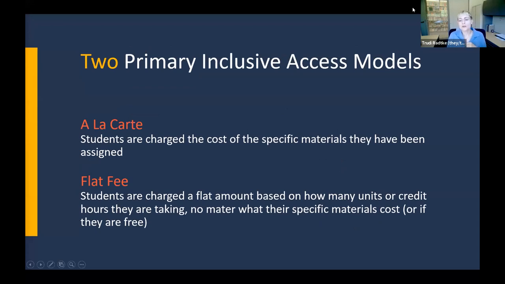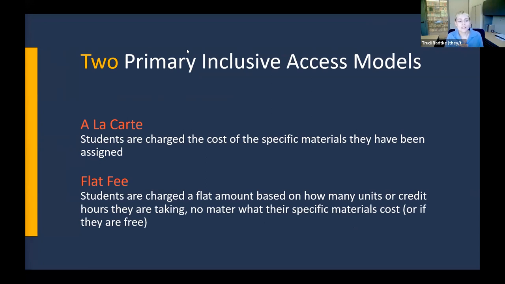Okay, great. So there are two primary inclusive access models. These are not the official names. These are what we refer to them internally as. The first is a la carte, and that's where students are charged the cost of specific materials they have been assigned. The flat fee model, which once again is growing in popularity, is where students are charged a flat amount based on how many units or credit hours they are taking, no matter what their specific materials cost, or if some classes are leveraging OER, so the materials are free.